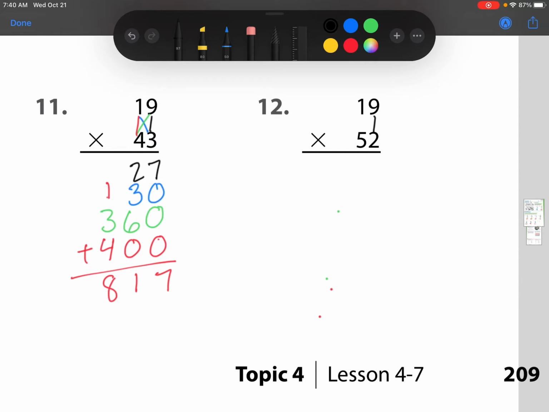Our last one on this page, and then congratulations, we finished this page, is our ones place value times our ones place value, which is 2 times 9, which is 18. Then I have 2 times 10. I add that 0 since it's in the tens place value. 2 times 1 is 2.